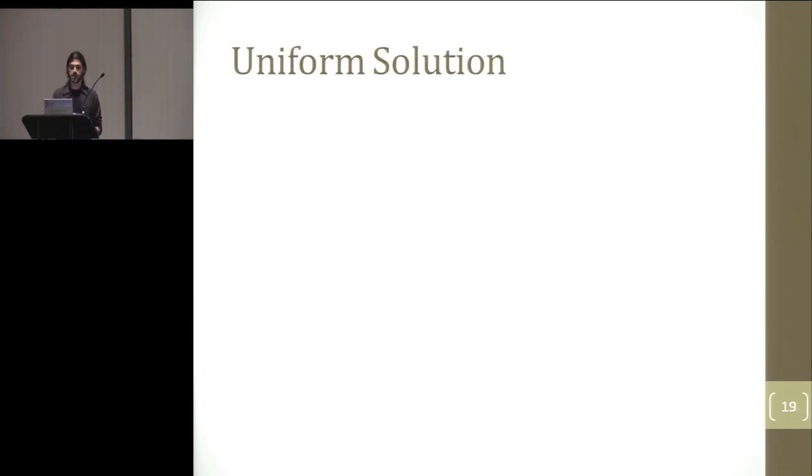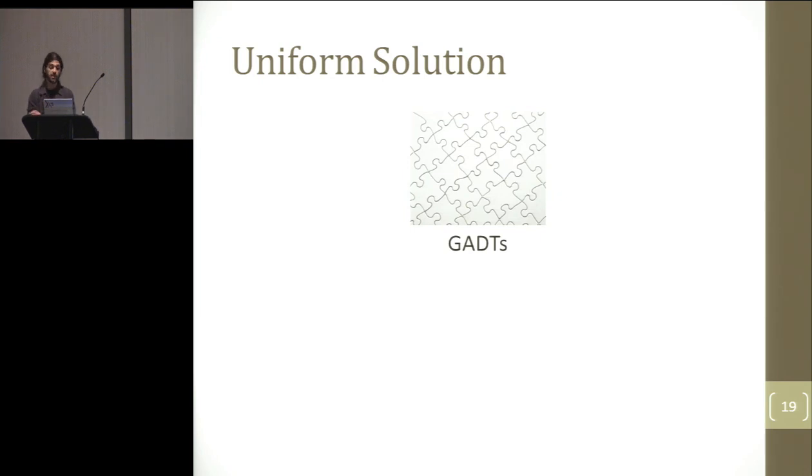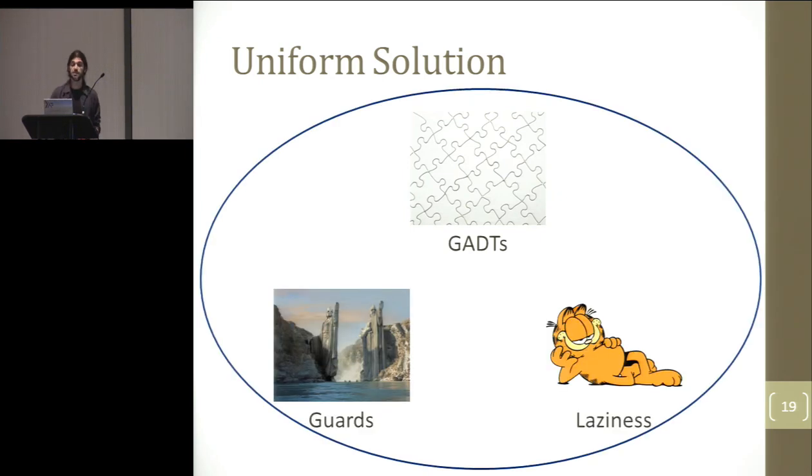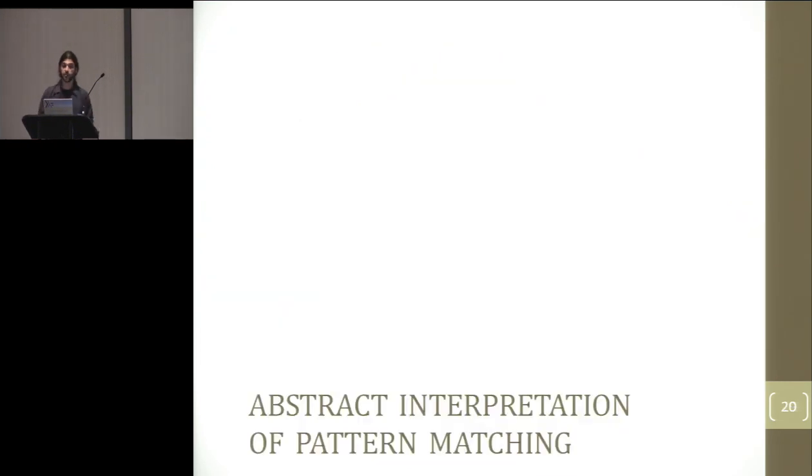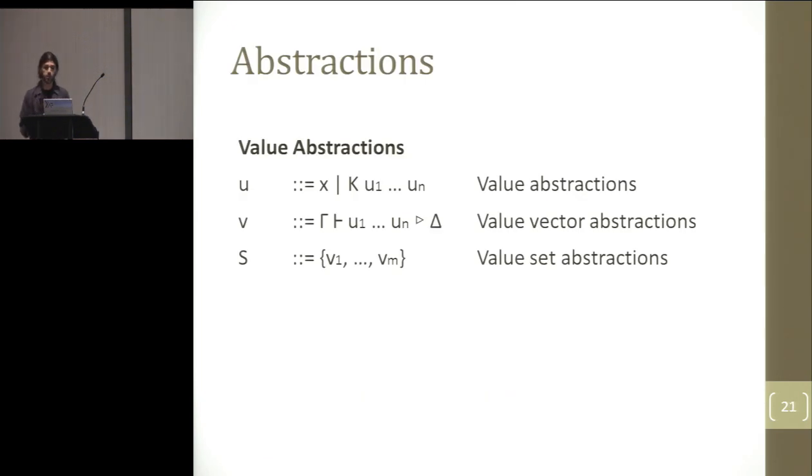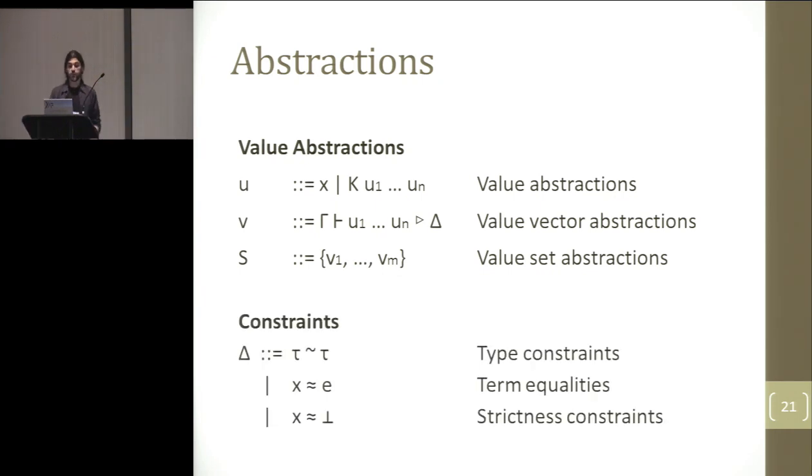So what we did is that we designed an algorithm that handles GADTs, guards, and laziness in a uniform way by abstract interpretation of pattern matching. I'm not going to say a lot about this, but I would like to focus on the representation, the abstraction of clauses. Instead of abstracting over clauses using patterns like we did before, now we constrain them by using delta, which is a set of constraints. Since we want to reason about all these three things, delta includes type constraints, term constraints, but also strictness annotations.